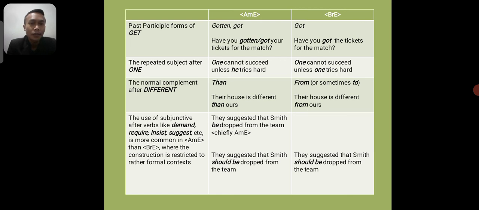And then the use of subjunctive after verbs like demand, require, insist, suggest, etc. is more common in America than in British, where the construction is restricted to rather formal contexts. In America, they suggested that Smith be dropped from the team. And then they suggested that Smith should be dropped from the team in British.